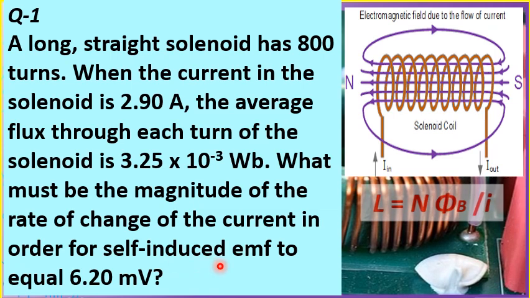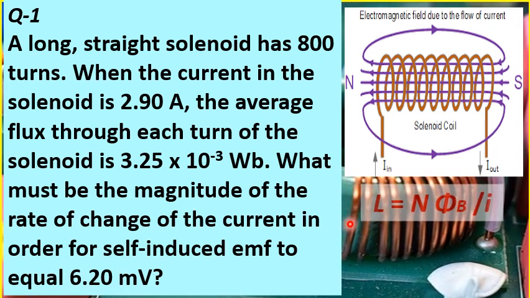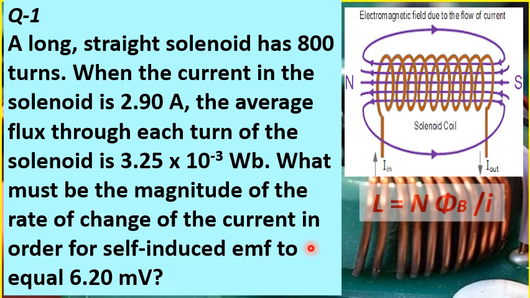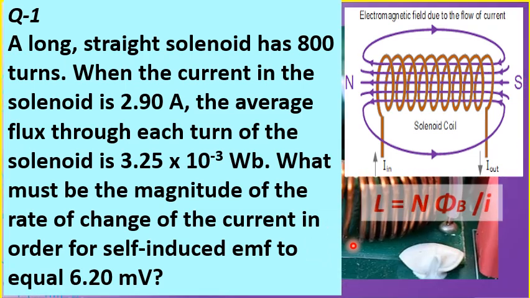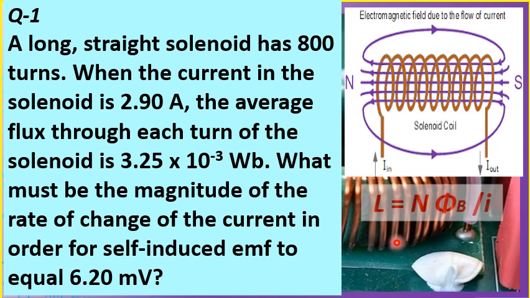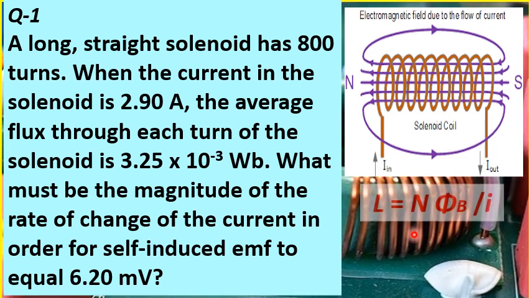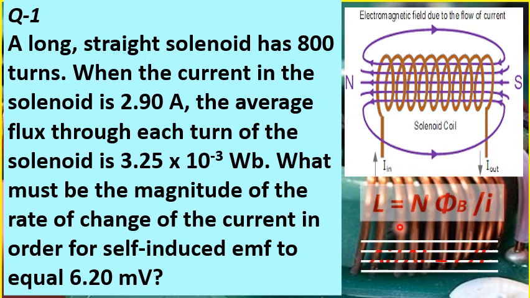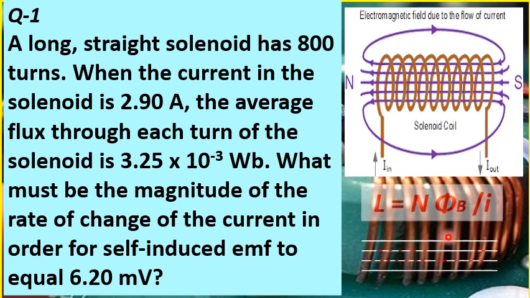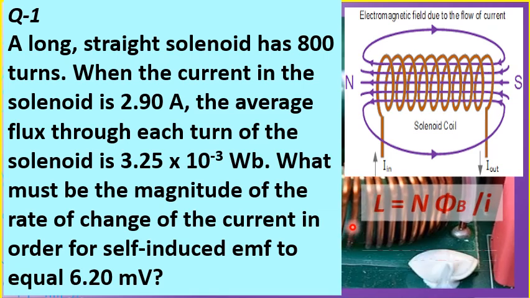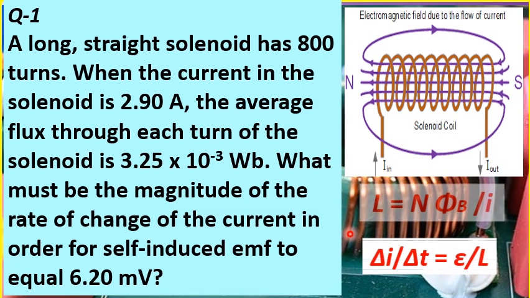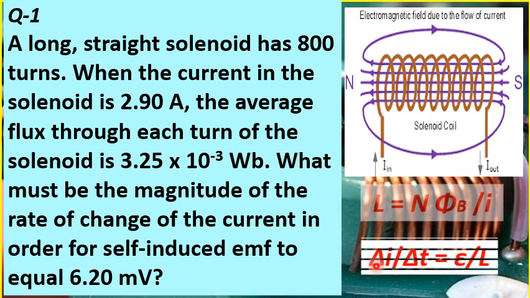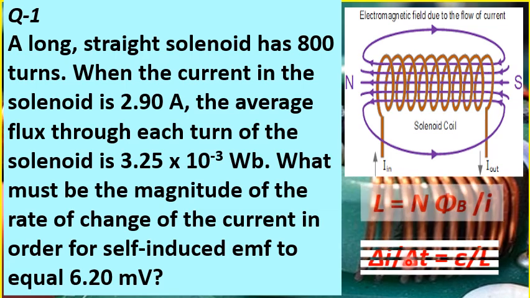So in answering this question, we first calculate the self-inductance, capital L, using this formula. Capital L is equal to the number of turns in the coil multiplied by the average magnetic flux, denoted here by the Greek letter phi sub B, and divided by the current I. And then, after getting the self-inductance, capital L, we can already use the formula for the rate of change in the current, delta I over delta T, simply by dividing the self-induced EMF, or epsilon, by the self-inductance, capital L.